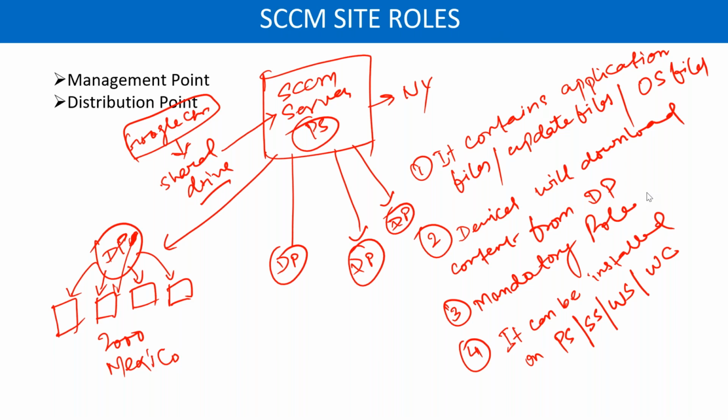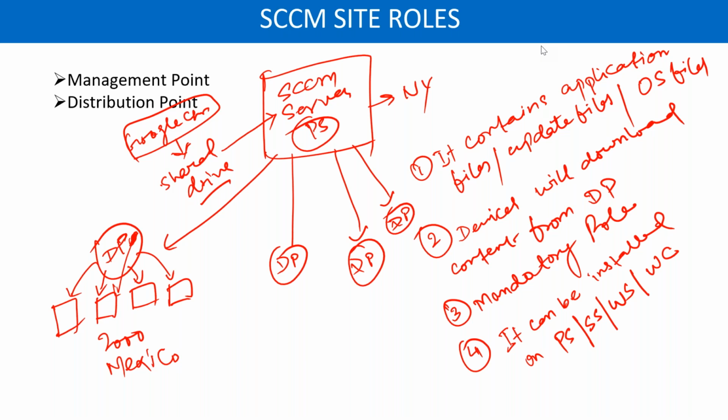Kashif, actually, we have multiple distribution points in the primary site, right? Even our primary site server, the management server, also has the distribution point role enabled. So how does the client calculate whether it has to take the application from the Mexico distribution point or the New York distribution point? Good question. That comes under boundary.